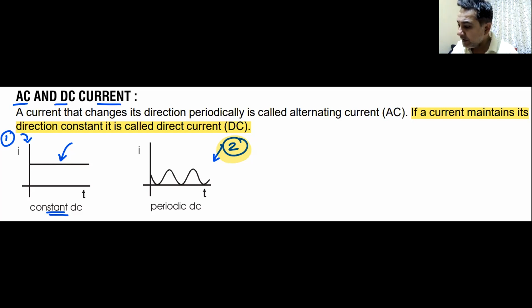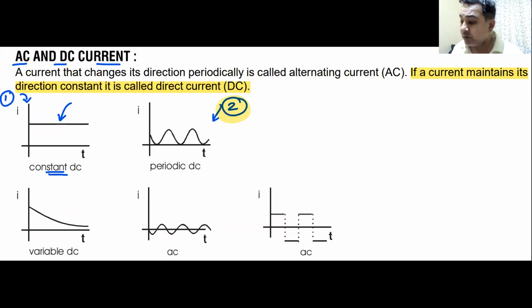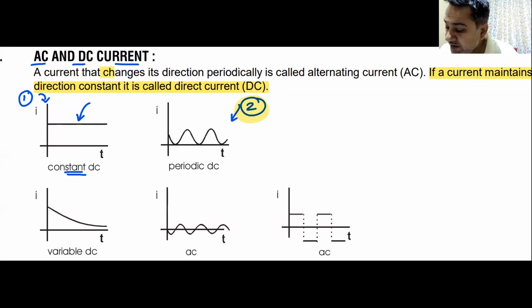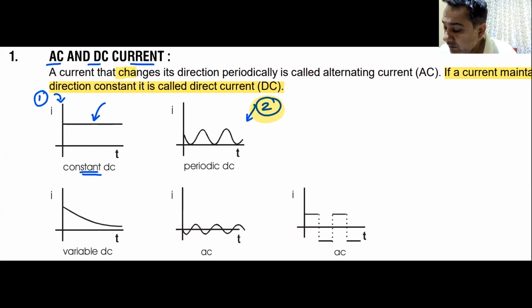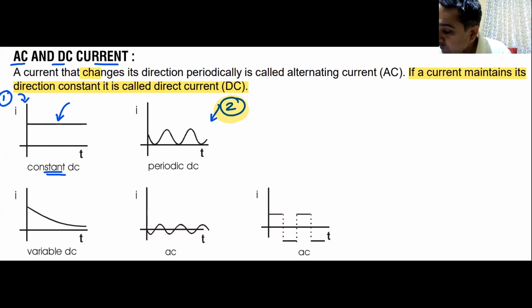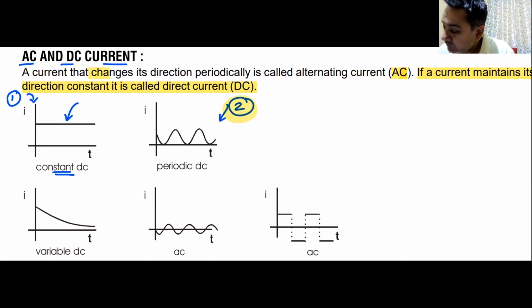When does it become an AC? It becomes alternating. Now, can anyone tell me when it becomes alternating? Yes, bacha. When does the current or voltage become alternating in nature? When it moves periodic. Yes, when it changes its direction periodically.